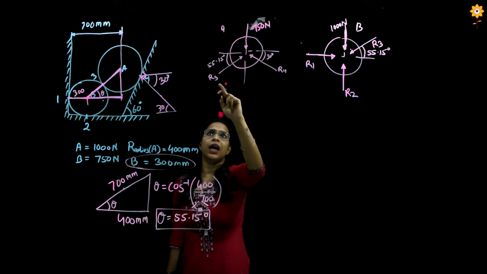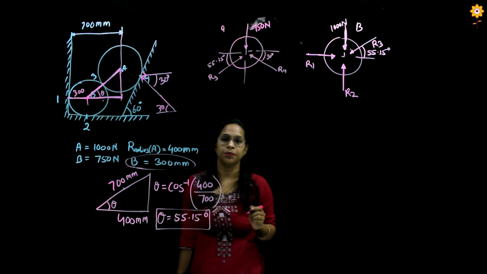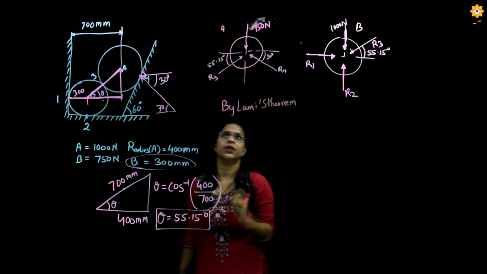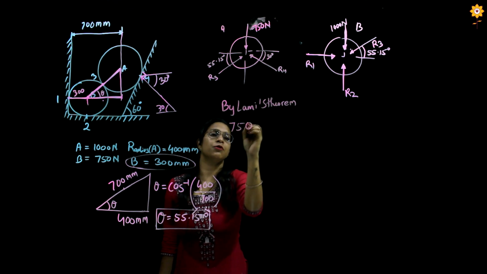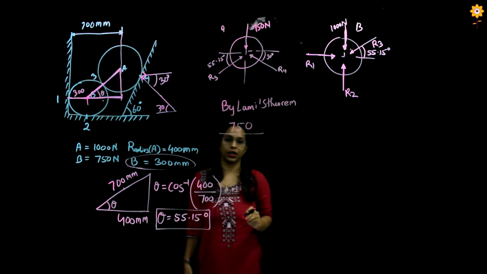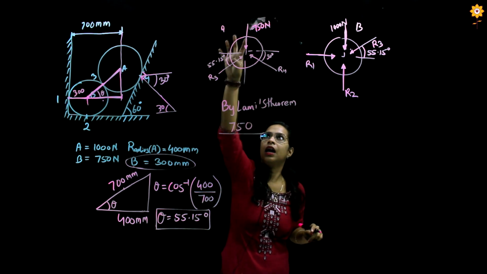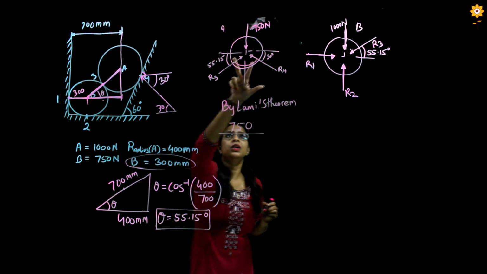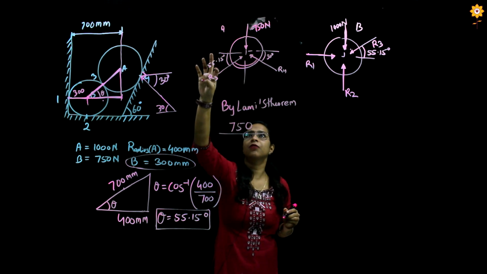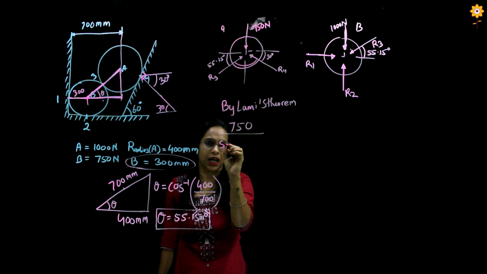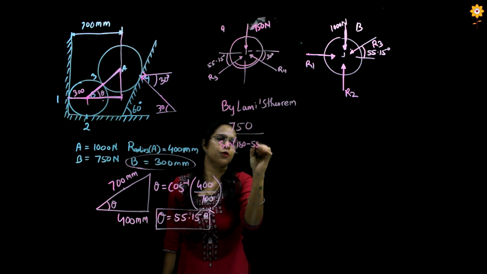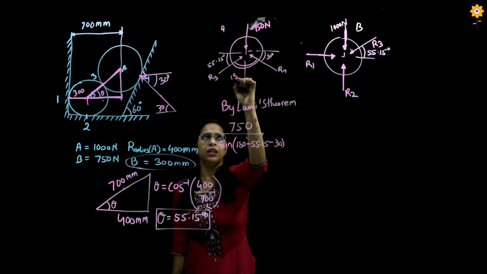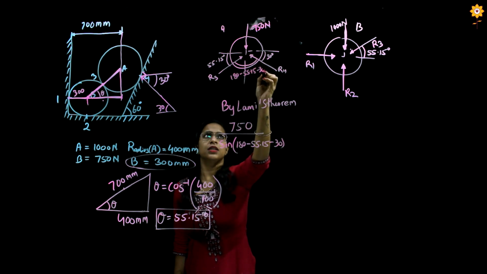If I solve for A, we have only three forces acting towards the center. So we can use Lami's theorem here. By Lami's theorem, I'll first write this: 750 Newton will be proportional to the sine of the angle between the other two forces. So the angle would be this one. 180 is the complete angle, so 180 minus 55.15 minus 30 would be this angle. So this would be sine of 180 minus 55.15 minus 30. I have written that.